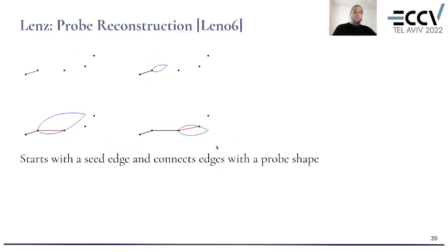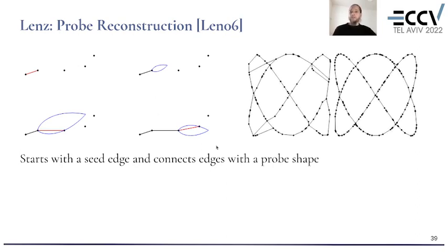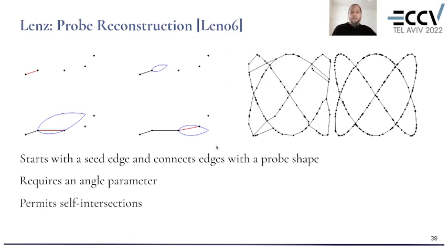Another algorithm was proposed by Lenz, first starting with a seed edge, or a small edge, and then growing a probe of a certain shape until it hits a point, and then connecting this edge with a probe to the previous point. So this is able to also reconstruct self-intersections. However, it requires an angle parameter, and they claim a sampling condition, but they don't show a proof for that.